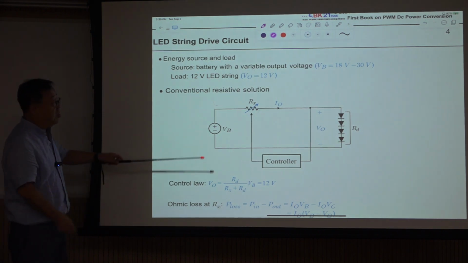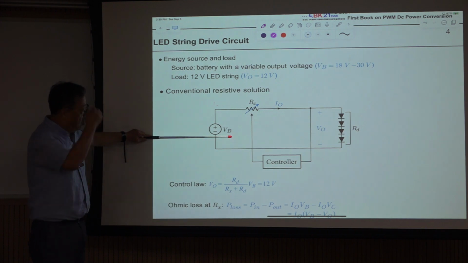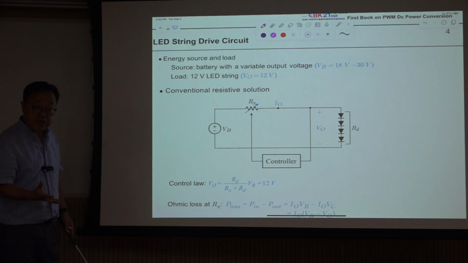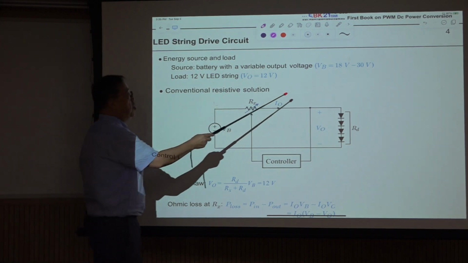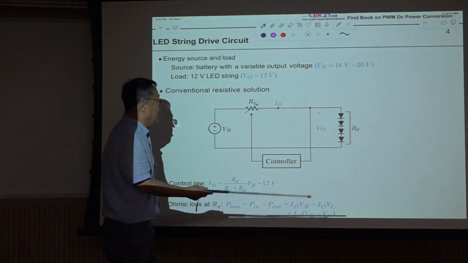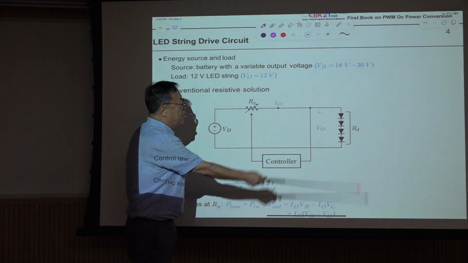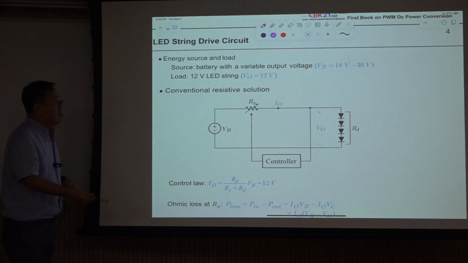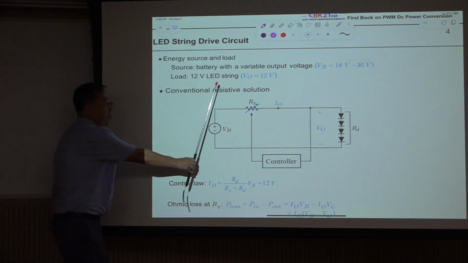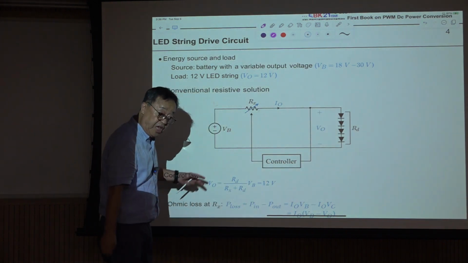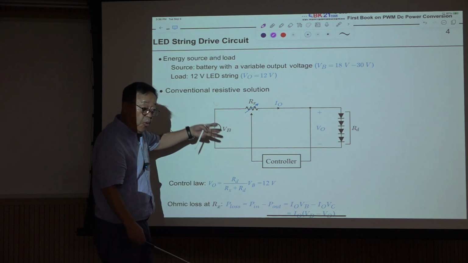Typically the output voltage of this battery is 24 volt, but depending on the state of charge, environmental conditions and temperature, the voltage will vary, for example, from 18 to 30 volt. And we want to regulate this voltage at exactly 12 volt, right? So this is the battery, and this is the LED string. In between, we need something that controls the voltage.